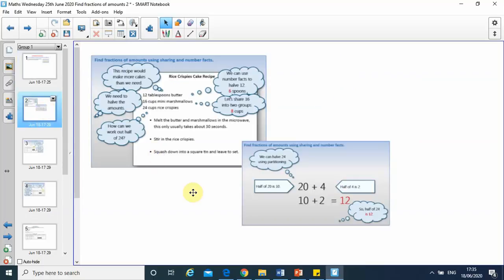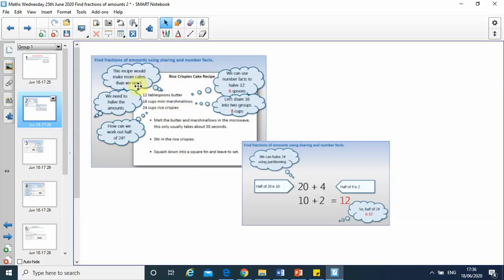So let's talk through these slides. Finding fractions of amounts using sharing and number facts. Okay, we're not going to use bananas today, so let's have a little look. We're going to get a Rice Krispie recipe. 12 tablespoons of butter, 16 cups of mini marshmallows, 24 cups of Rice Krispies. It sounds beautiful to me. And there's some instructions there for us.